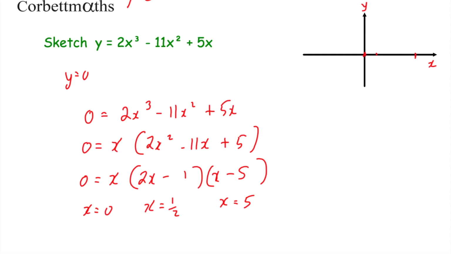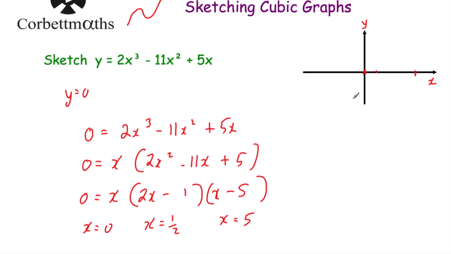And remember, we know it has this shape here. So it's going to come up, and then down, and then up again. And it would look something like that. And that's what the graph would look like. And let's label the coordinates of our points. So we've got the origin, 0, 0. We've got the point here, a half, 0. And we've got this point here, which is 5, 0.